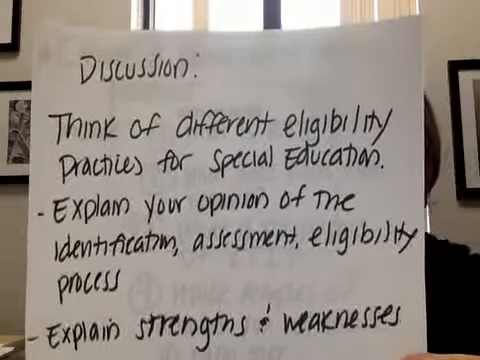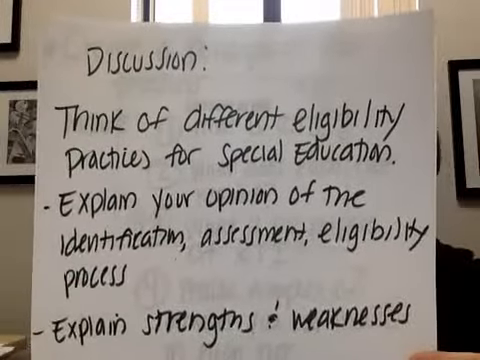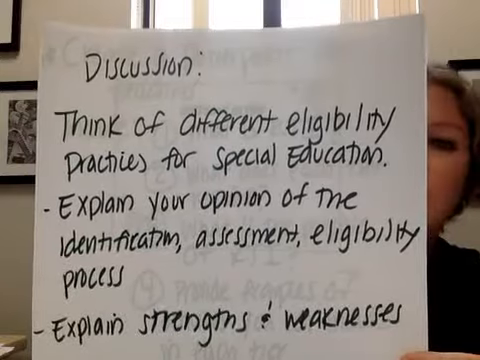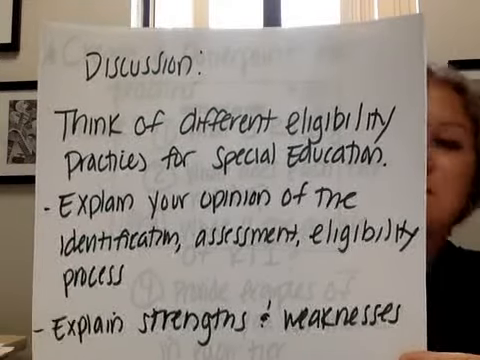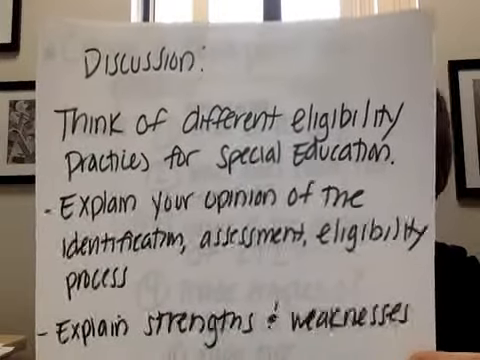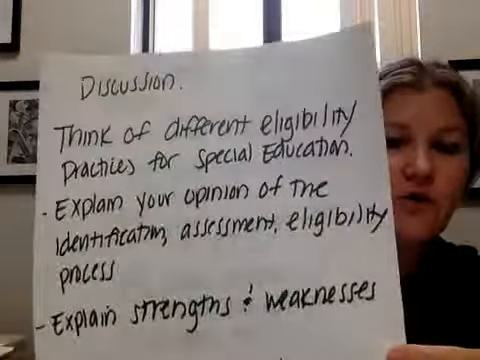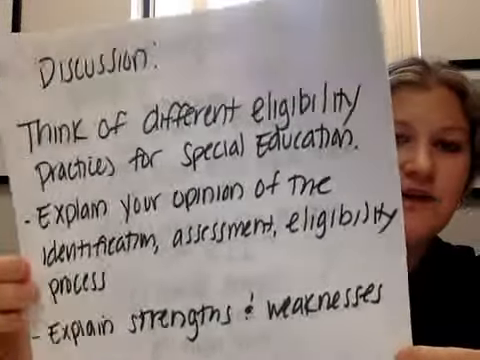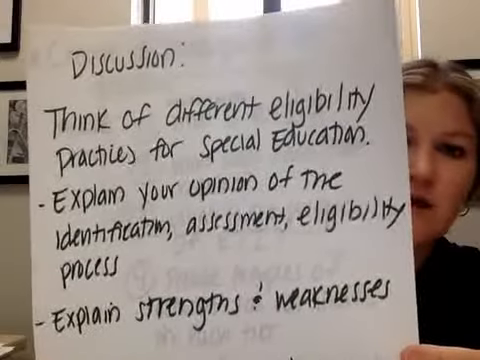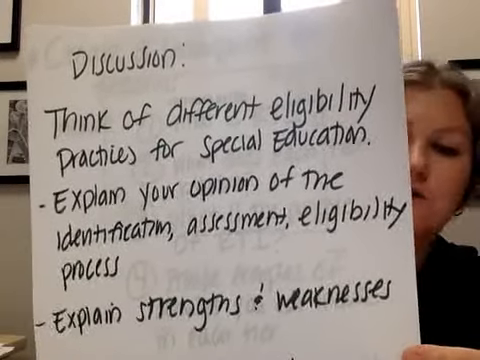Now, this is the whole process. First, we find students that have potential issues. We use screeners to find these students. Then we identify them. Then we use more comprehensive assessments, and we determine if they are eligible for special ed schooling or separate classrooms. So when you are explaining, you're going to continue by explaining the strengths and weaknesses of this process. What is your opinion on the eligibility process, and what are the strengths and weaknesses?